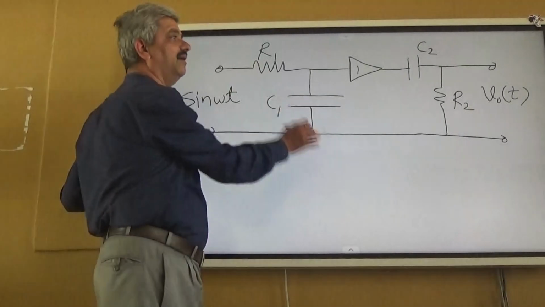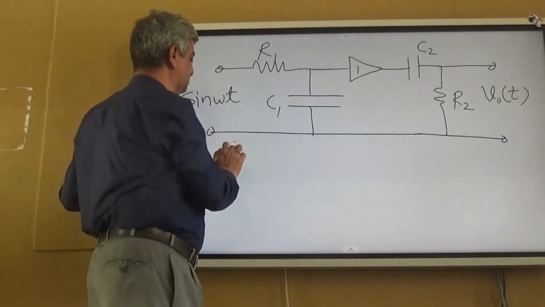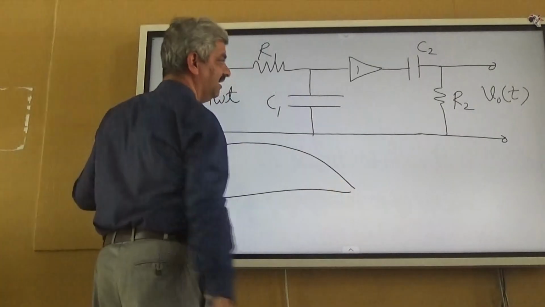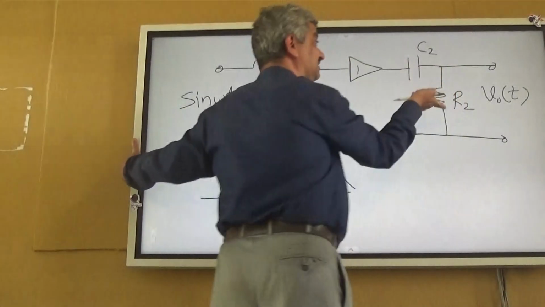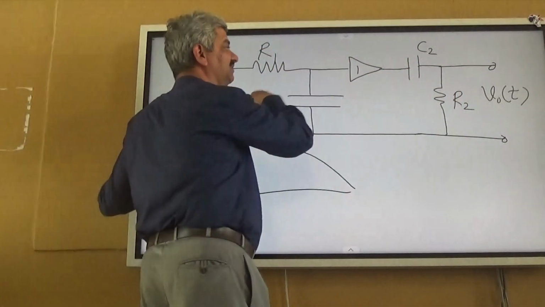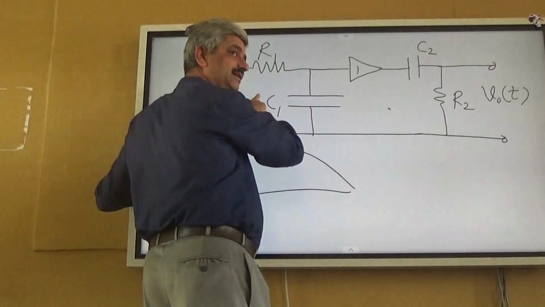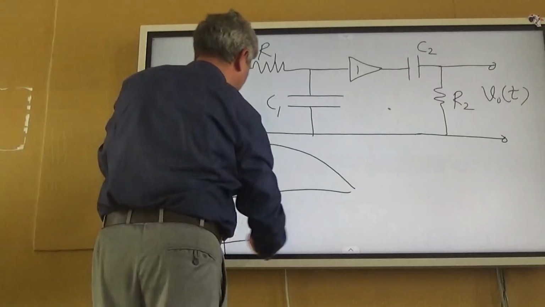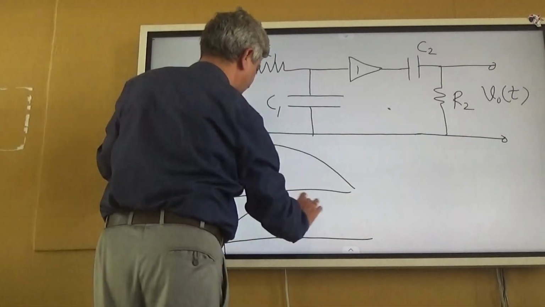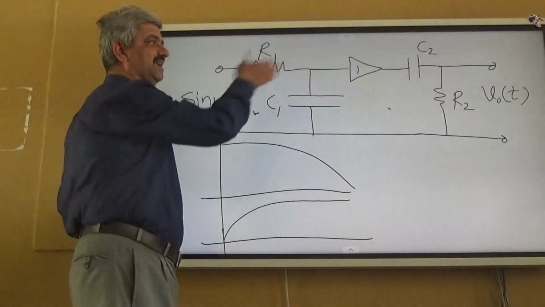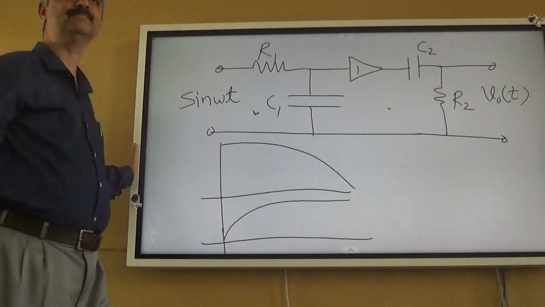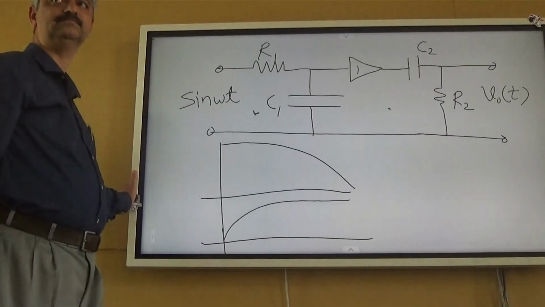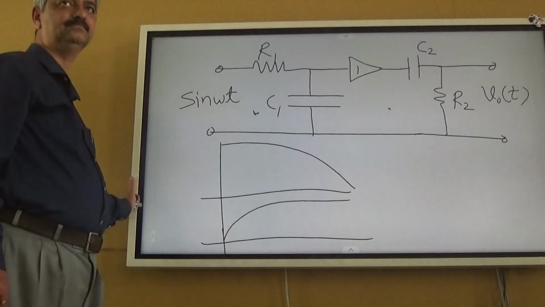Suppose that this RC combination is such that its characteristic is like this, and this RC combination is the reverse way. So this is a low pass filter, this is a high pass filter. A low pass filter like this, and this is having a characteristic like this. And these are cascaded. What will happen?